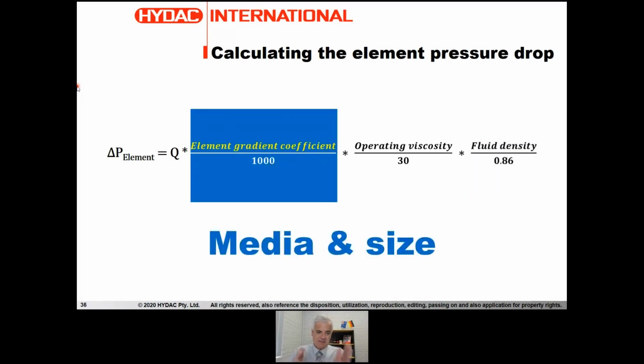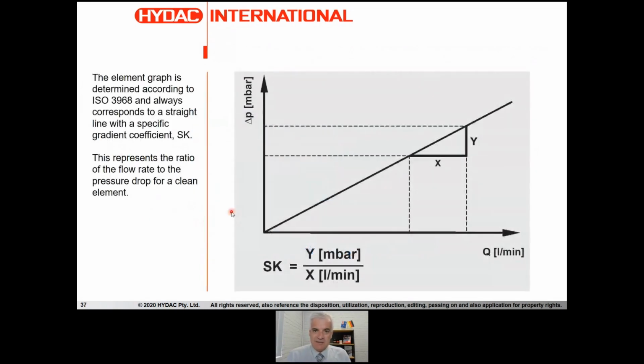Okay, coming back to this little area here, the element gradient coefficient over 1000. What is that? Well, again, that's where we take into account both the media and the size. So this is basically a gradient. And this is something that the HYDAC team, the filtration team, are going to publish on these elements. Every element they will give you a figure because you can't size a filter adequately without this figure, and you can't actually evaluate filter performance without testing it.